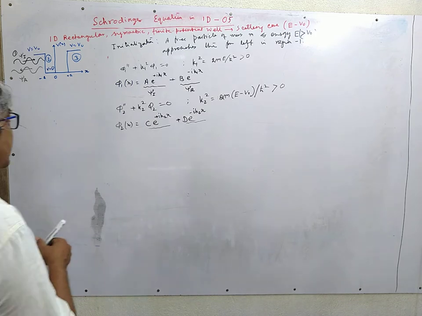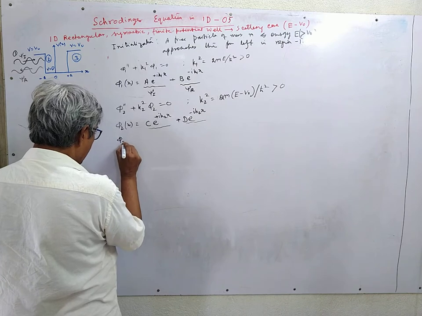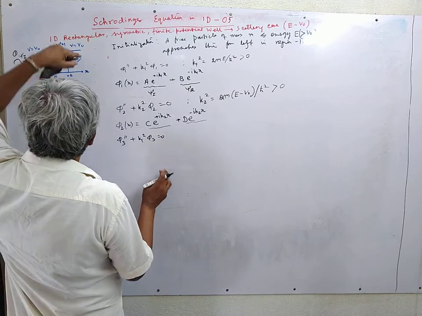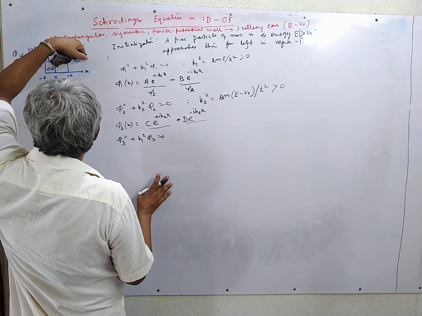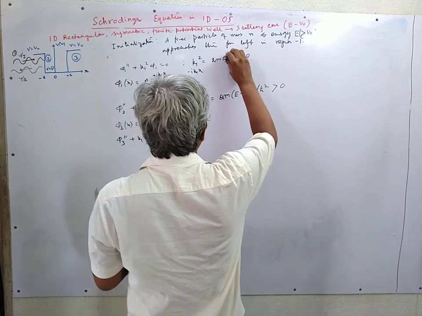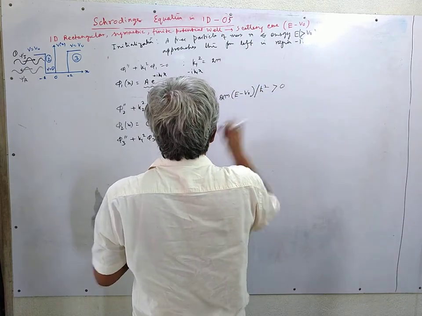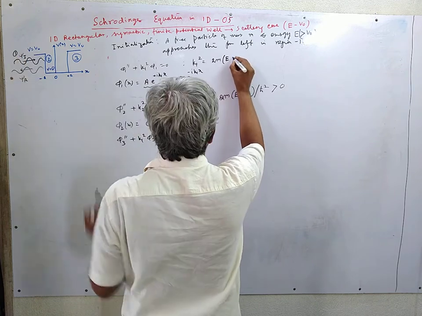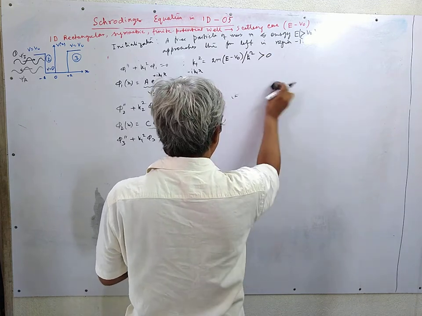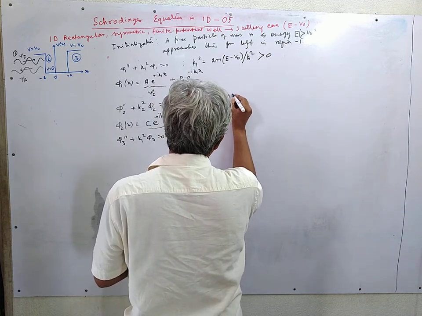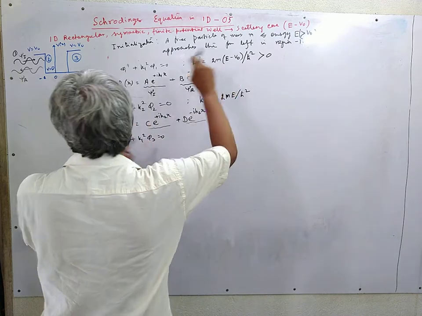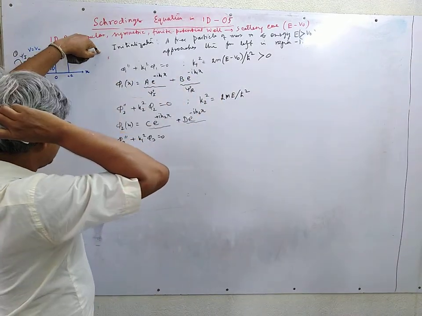And in region 3 we will have phi 3 double prime plus k1 square phi 3 is equal to 0, because here I have made a wrong statement. Sorry, it is E minus V0 because the potential is, and here the potential is 0 by assumption. And k1 is the same because the potential is the same in region 1 as well as in region 3.